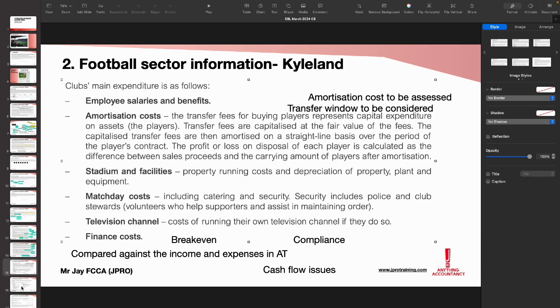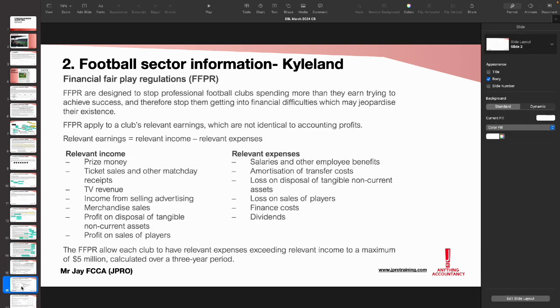Now, over here, you've got the next part. So, financial fair play regulations, FFPR, are designed to stop professional football clubs from spending more than they earn trying to achieve success, meaning you buy a lot of expensive players to get wins, and then it's not fair.